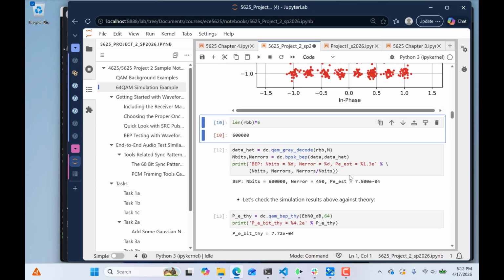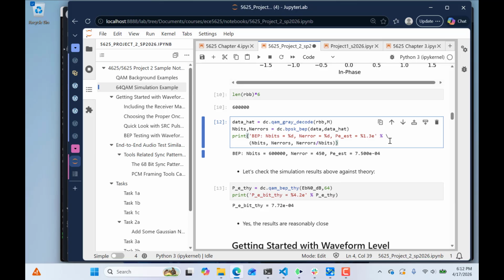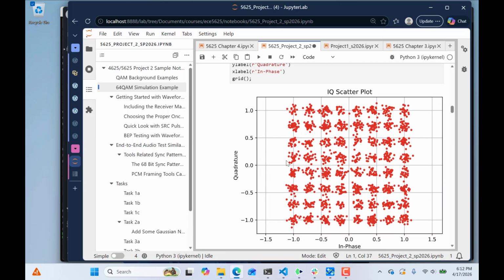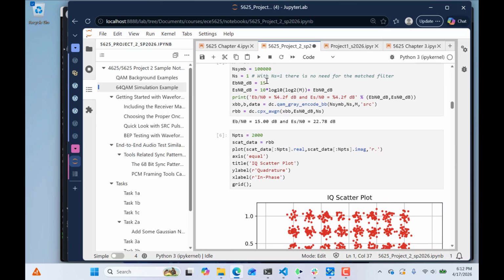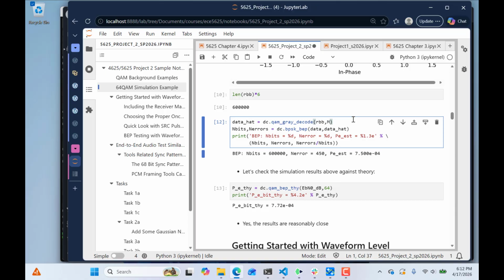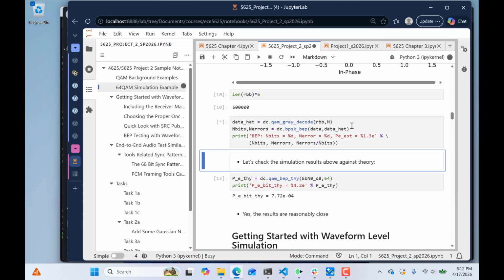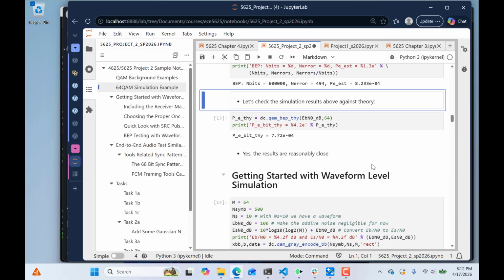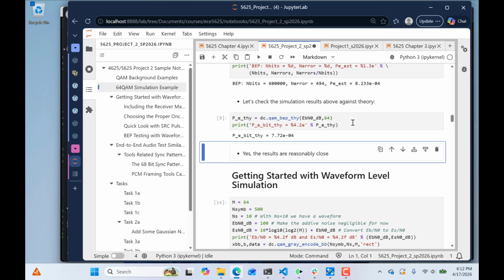So here are the pictures we were already looking at. Here's the example where I'm going to send and decode QAM. This is the 64 QAM. I'm going to decode it with a particular signal-to-noise ratio, set at 15 dB, and here I'll receive it. It created 494 errors, 8.233 times 10 to the minus fourth. This is the theory value, 7.72 e to the minus fourth, so pretty close.